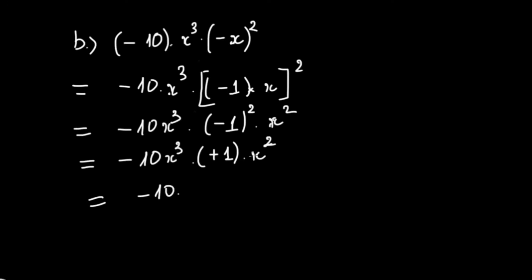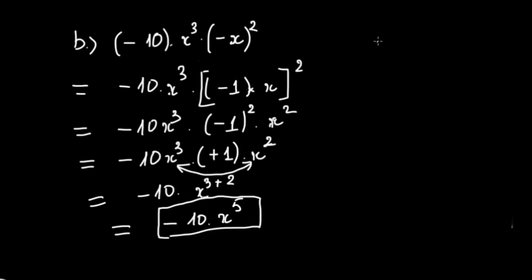x to the third times x squared. We have the same base right here, right? Two exponents have the same base but different powers. We put the base here and then the powers we add them together. Now we have negative 10 times x to the fifth.